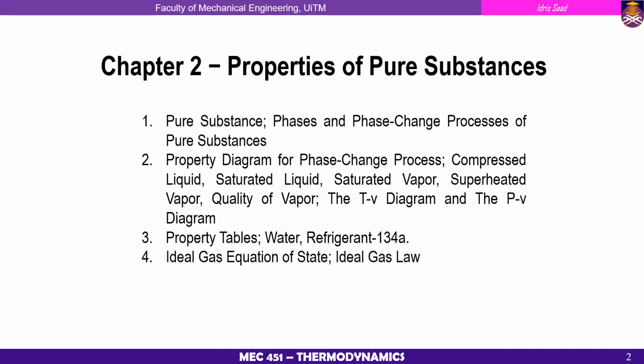Okay, we start this chapter by looking at the outline of this whole chapter. Basically, there are four main topics only for this chapter. As you can see on this slide, this chapter consists of the pure substance, property diagram for phase change process, property table, and the final one is the ideal gas equation of state. For your information, in this course, we will focus on three pure substances only. They are water, refrigerant 134a, and ideal gas.